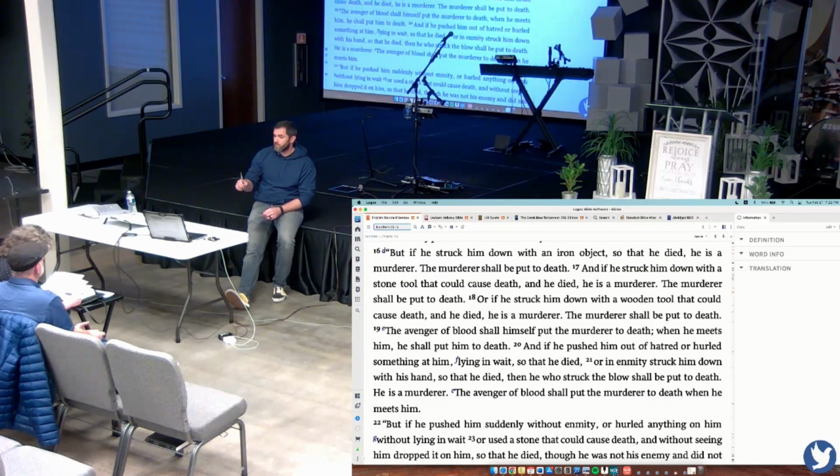Verse 19. The avenger of blood himself shall put the murderer to death. When he meets him, he shall put him to death. What's an avenger of blood then? An avenger of blood is the closest blood relative, usually a brother, to the person who was killed.